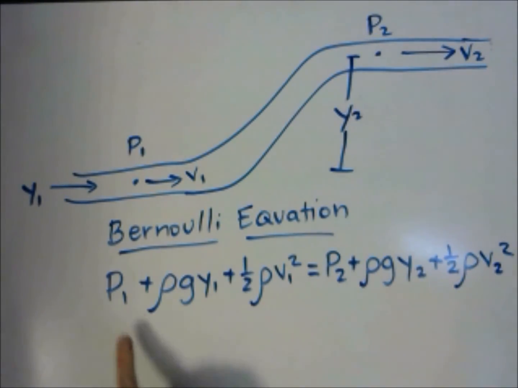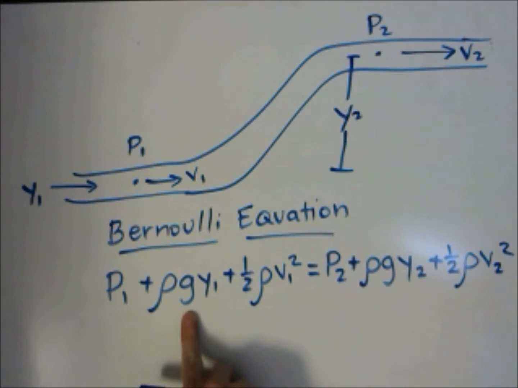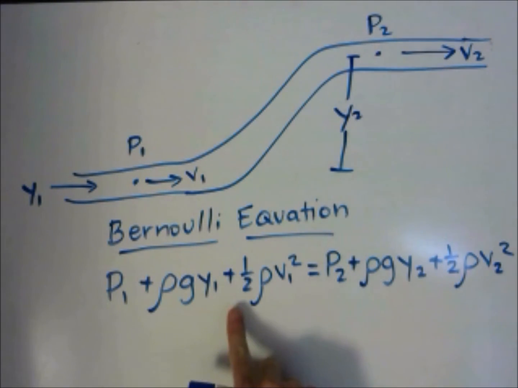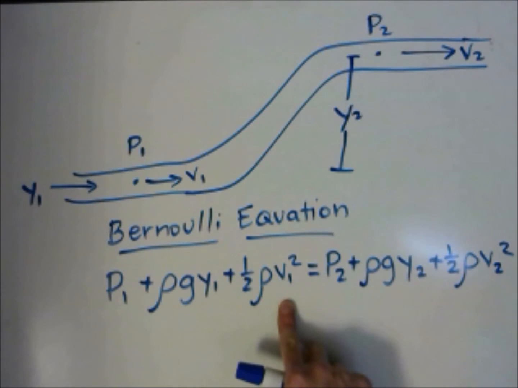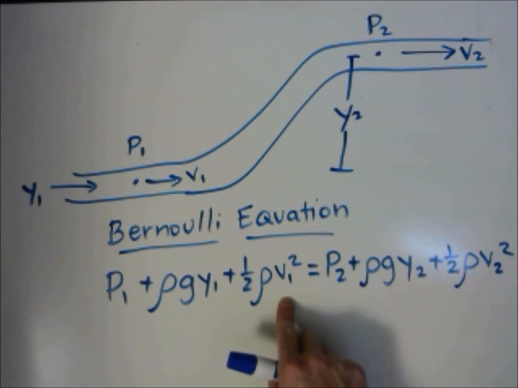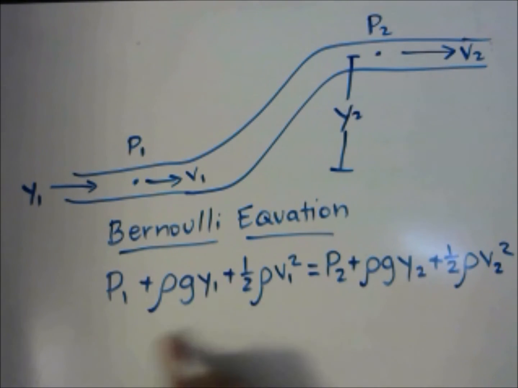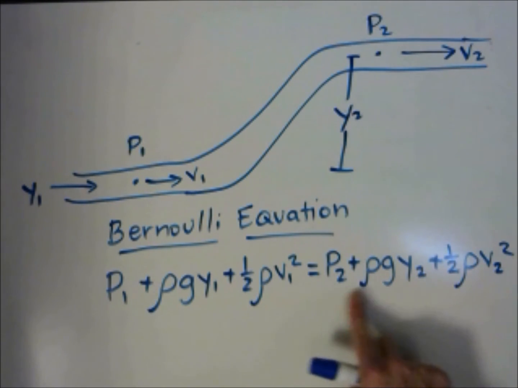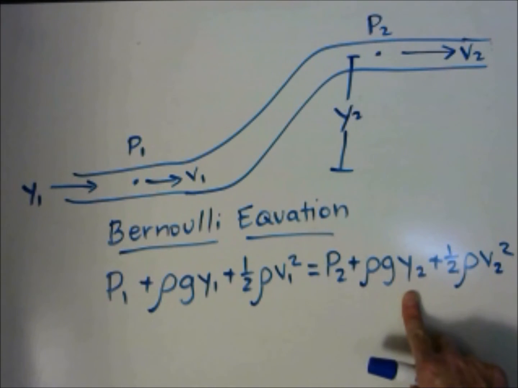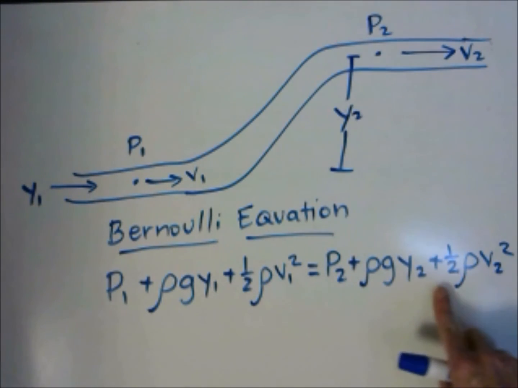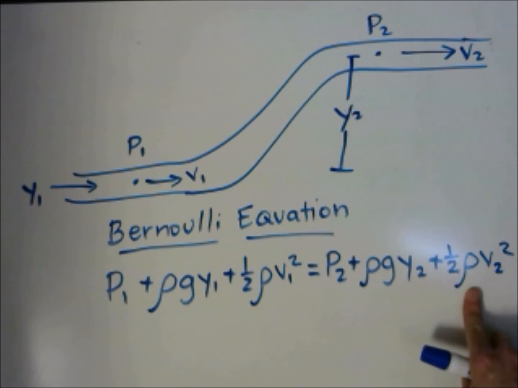The Bernoulli equation says the pressure at point 1 plus the density of the fluid times gravity times the height at point 1 plus 1/2 times the density of the fluid times the velocity of the fluid at point 1 squared. All of that together equals the pressure at point 2 plus the density of the fluid times the gravitational acceleration times the height at point 2 plus 1/2 times the density of the fluid times the velocity at point 2 squared.